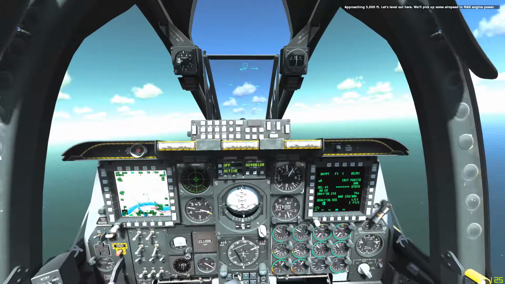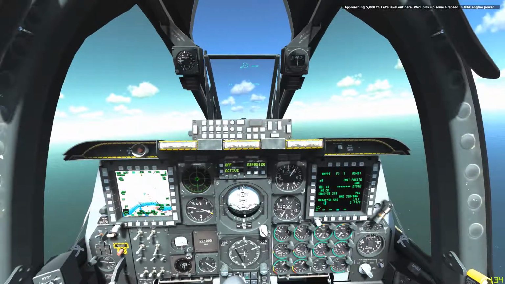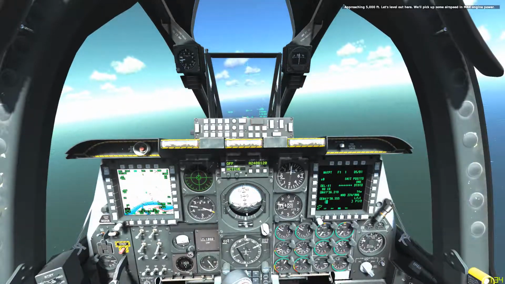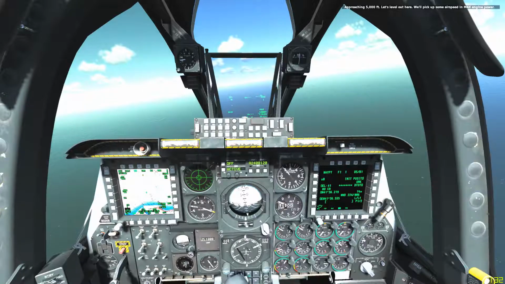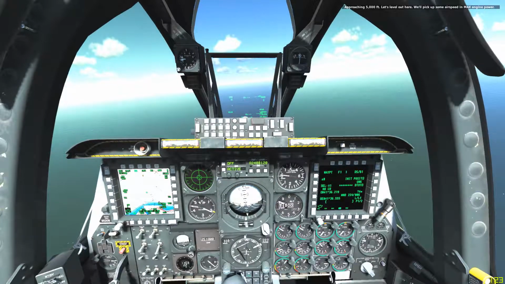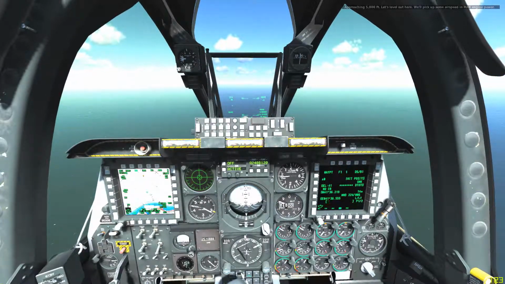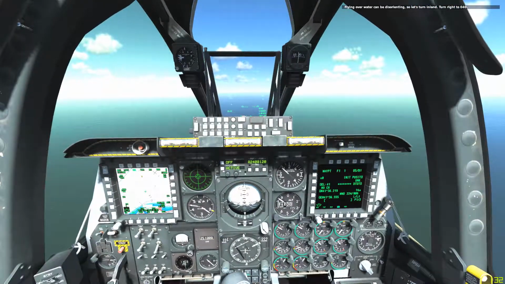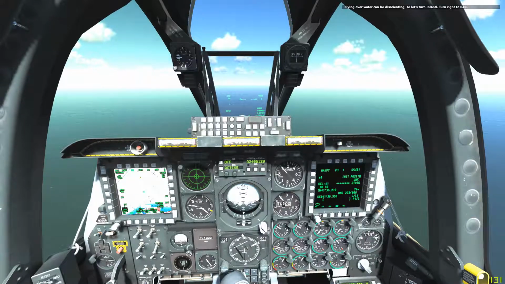Approaching 5,000 feet, let's level out here. We'll pick up some airspeed and max engine power. Flying over water can be disorienting, so let's turn inland. Turn right to 040.